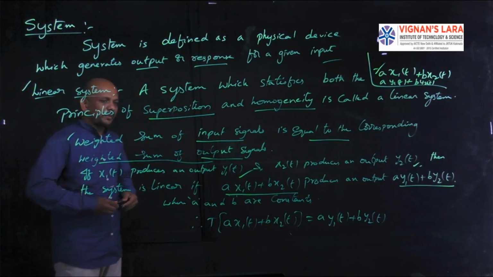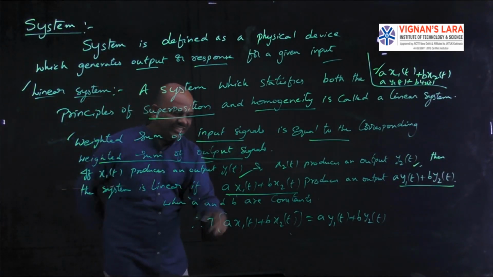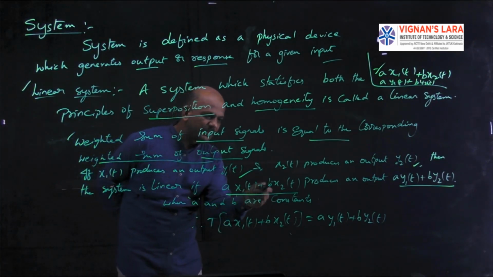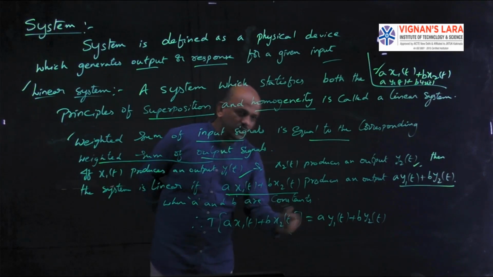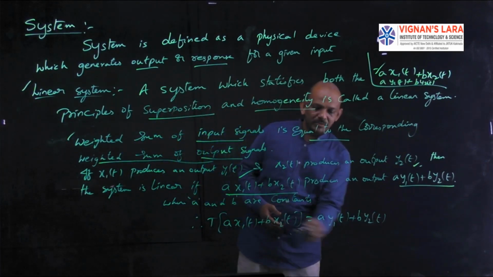So if you want to represent it in equation format, we have to write like this. T, that is the transformed version, of a into x1 of t plus b into x2 of t is equal to a into y1 of t plus b into y2 of t, nothing but the transformed version.